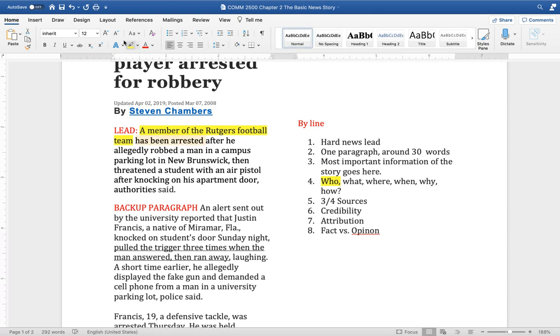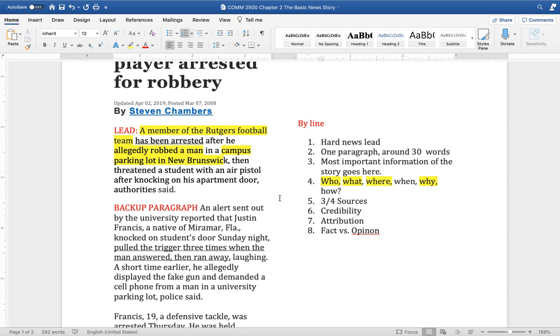"Has been arrested." Okay? That is the what. "After he allegedly robbed a man." All right, we'll go back to our yellow. And that answers the question, why? Why was he arrested? "In a campus parking lot in New Brunswick." So that's where.